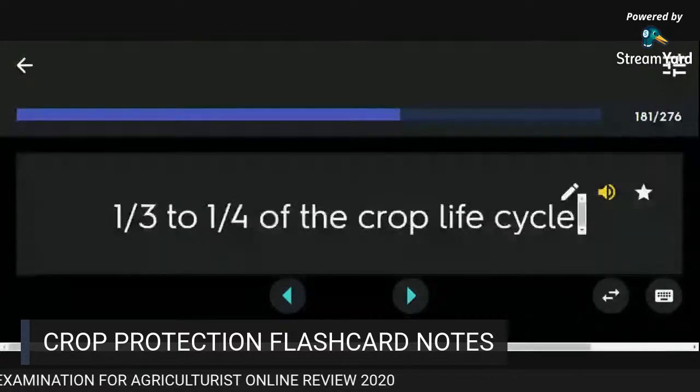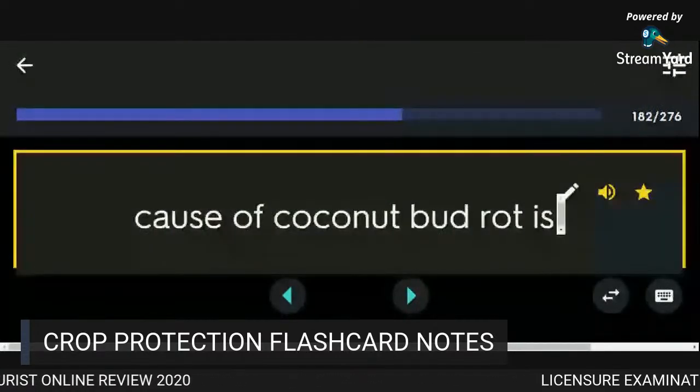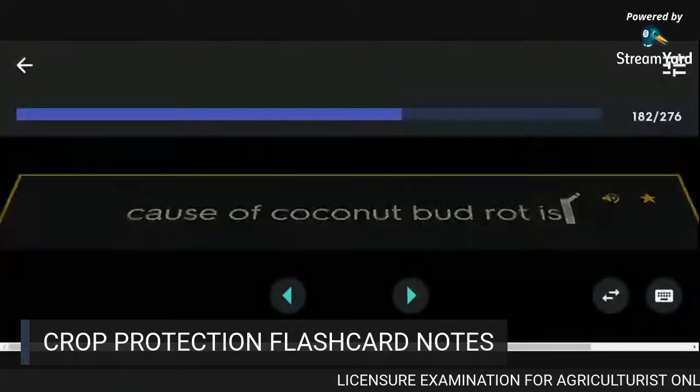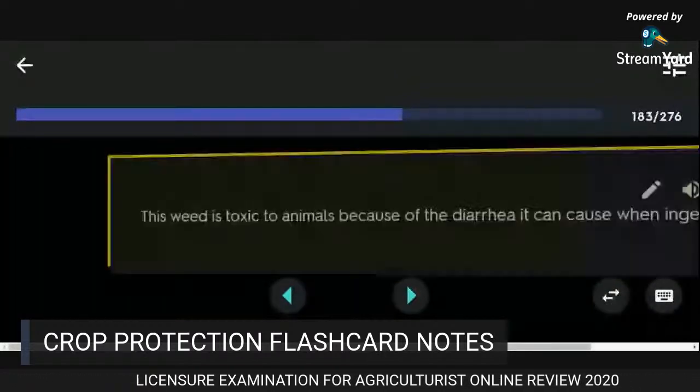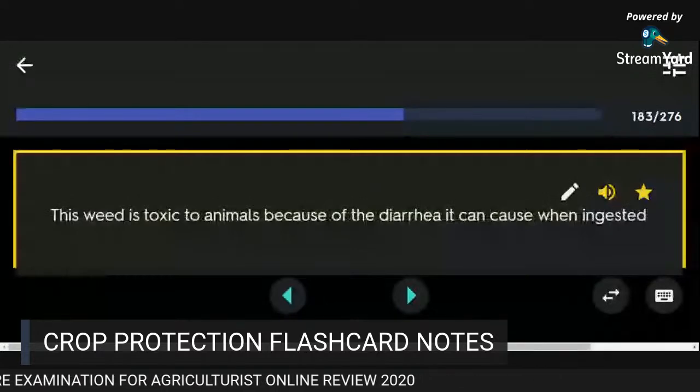Cause of coconut bud rot is Phytophthora palmivora. This weed is toxic to animals because of the diarrhea it can cause when ingested.